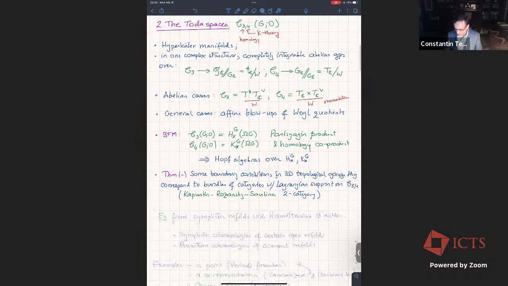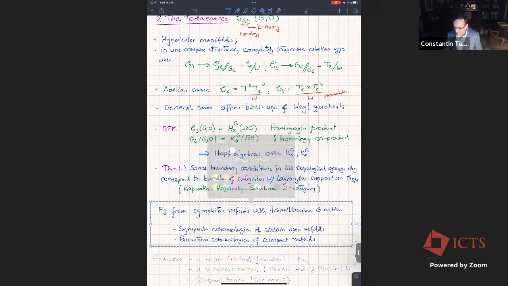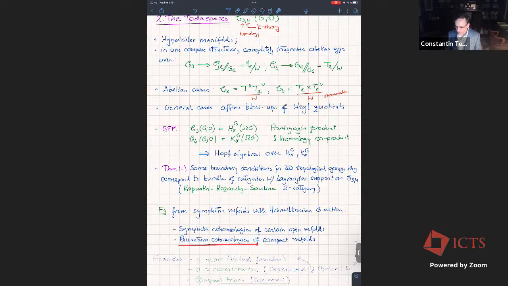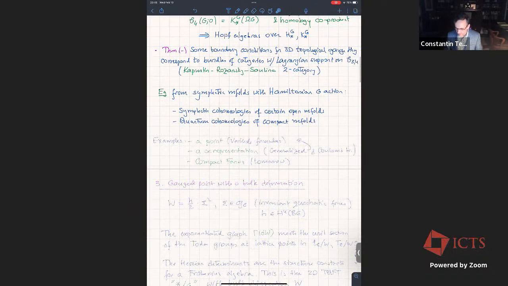And I was specifically motivated by examples, namely symplectic manifolds with Hamiltonian G action should give boundary conditions for 3D gauge theory, because they give 2-dimensional gauge theory by Gromov-Witten theory, which carries a G symmetry. And there are actually two somewhat different styles of examples. One of them involves open manifolds, in which case you have to look at the symplectic cohomologies, and the other one involves compact manifolds, in which case you need the quantum cohomologies. And the distinction between these will actually play a role in the description of the Coulomb branches between the open and the compact case. And here are the examples I'd like to go through fairly quickly.